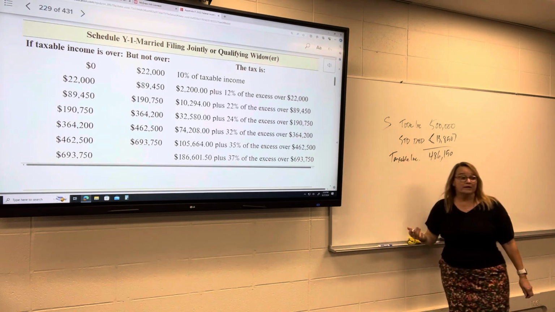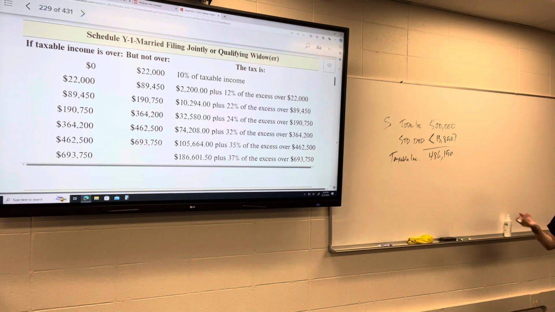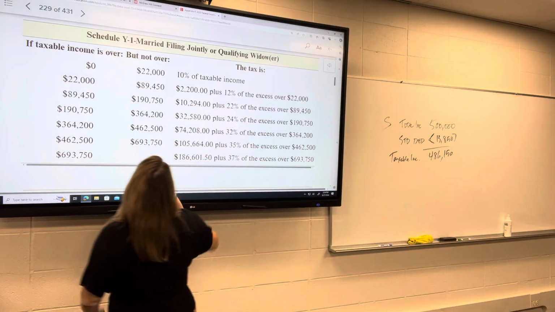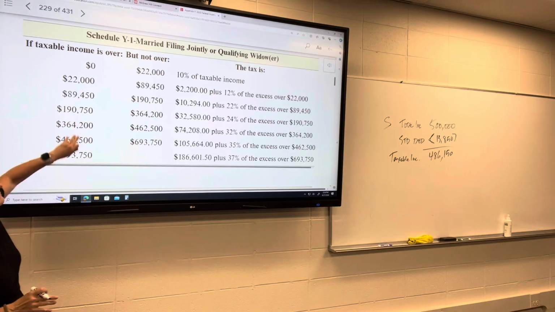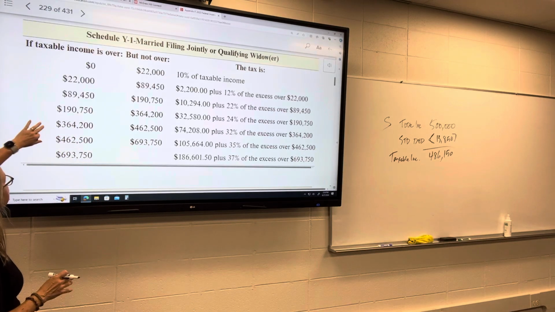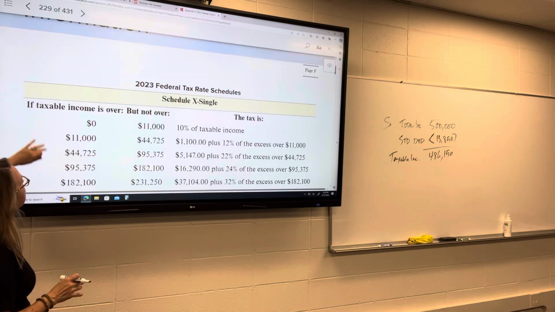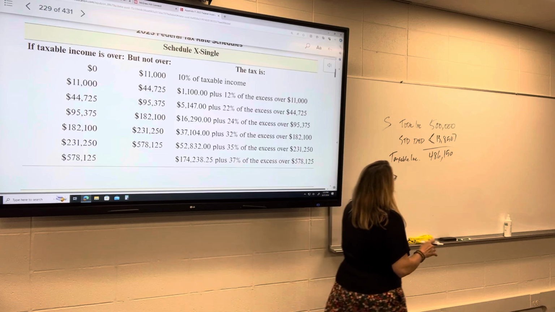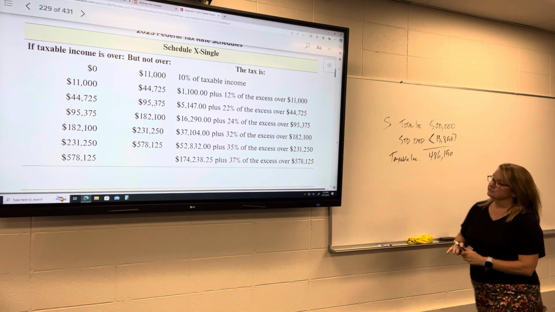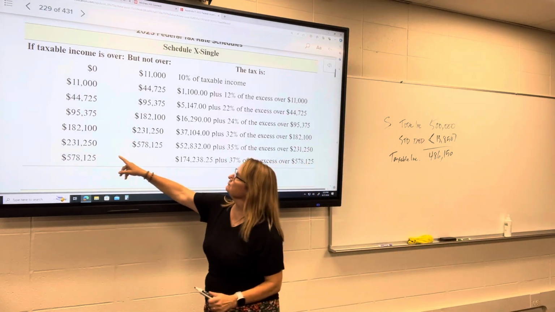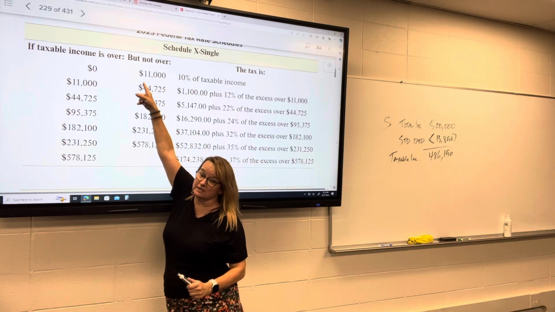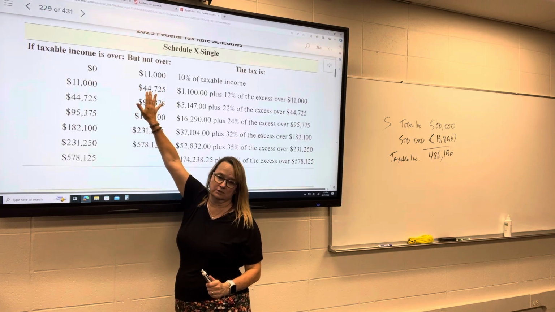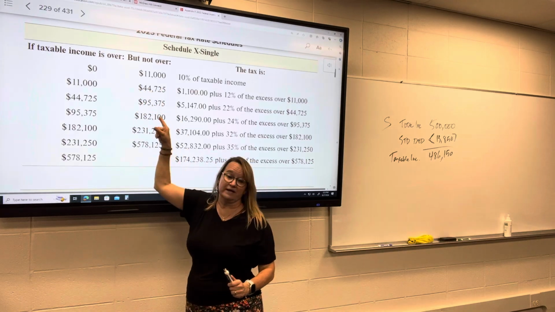Now, we know we cannot use the table, because that's well over $100,000. So we'll go to our schedule, but we don't go to this one, because this is married filing jointly, or qualifying widow or widower. Now we're going to use single. So 486,150, you see that the brackets are different. For single, we're only going up to 11,000 here. Before it was 22,000. So when you're single, you jump into that next bracket a lot faster.